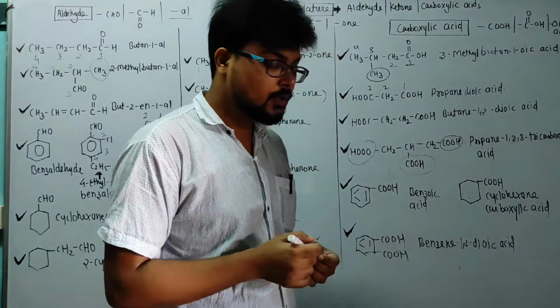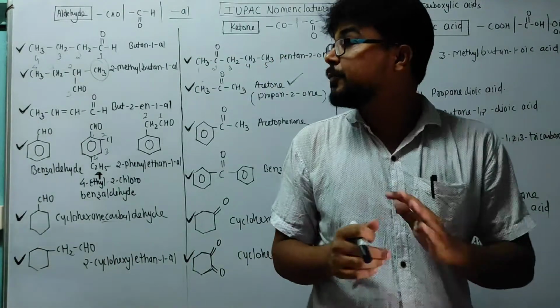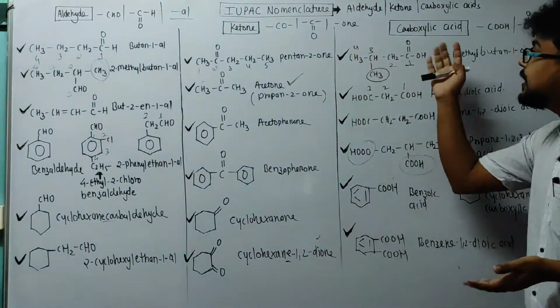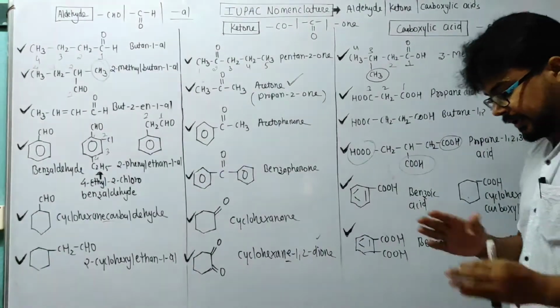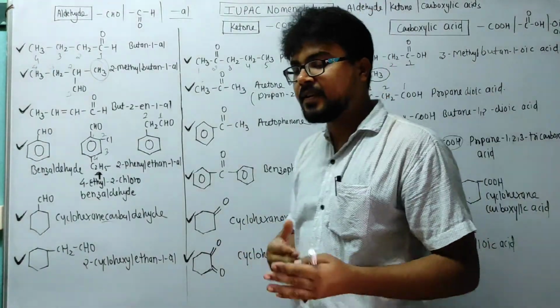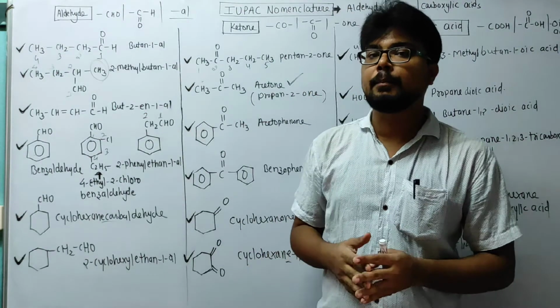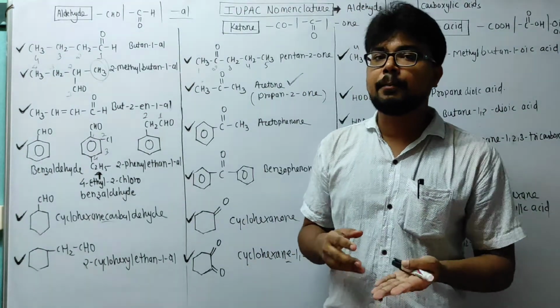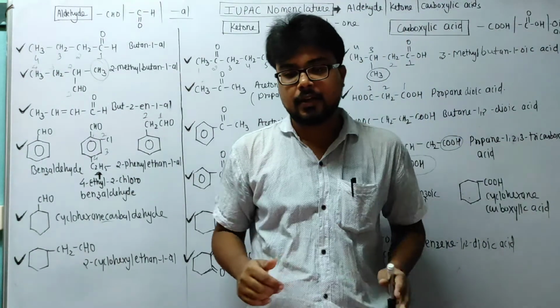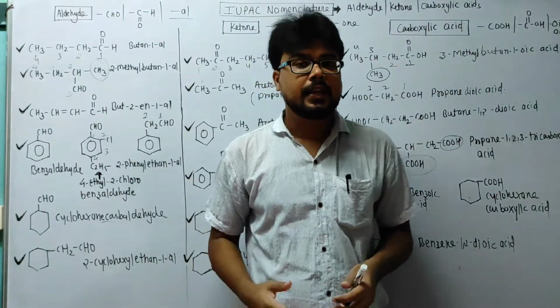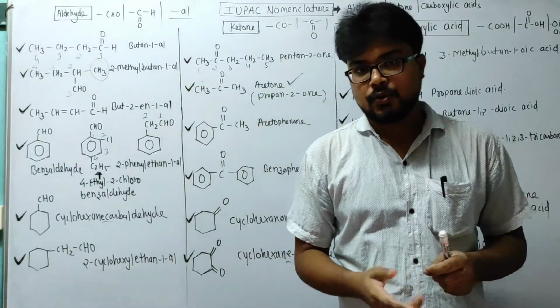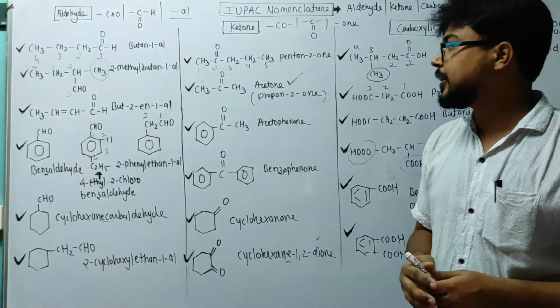Okay, so it's all about functional group IUPAC naming of aldehyde, ketone and carboxylic acid. In the next class, we will see IUPAC naming of amine, the nitrogen containing compound, and we will see how we can name amines also. So we will meet again. Till then, thank you. Thanks a lot.